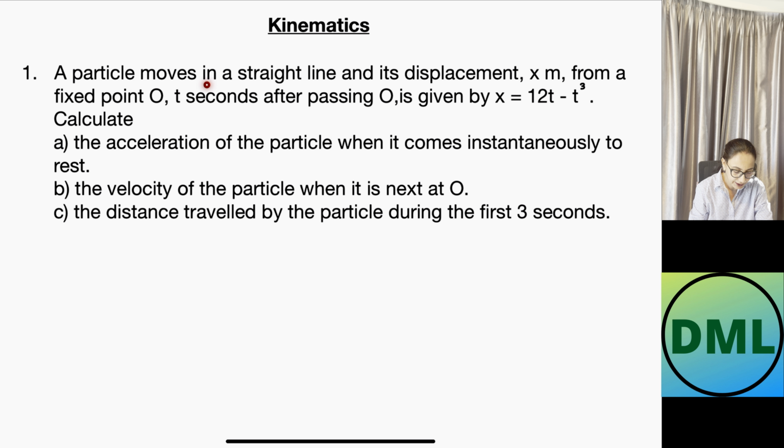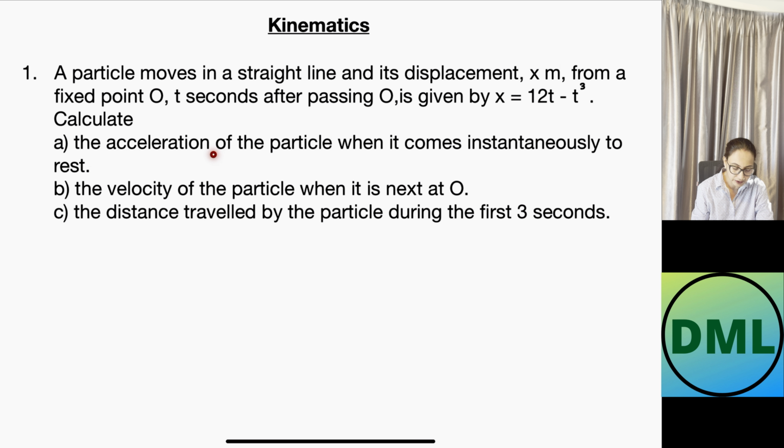Kinematics. A particle moves in a straight line and its displacement x meters from a fixed point O, t seconds after passing O, is given by x = 12t - t^3. Calculate: the acceleration of the particle when it comes instantaneously to rest; the velocity of the particle when it is next at O; the distance traveled by the particle during the first 3 seconds.